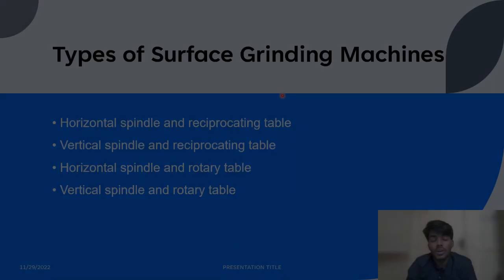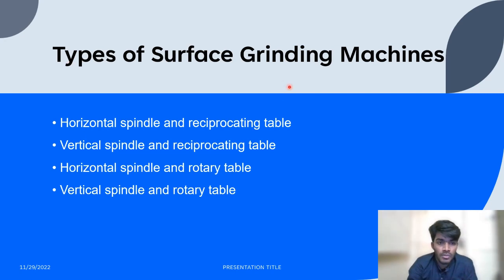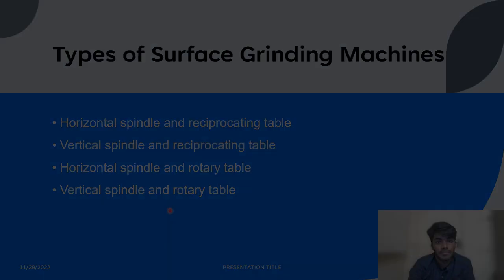And now we are going to see about the different types of surface grinding machines. Firstly, we are going to see about the horizontal spindle and reciprocating table. Now we'll see about the vertical spindle and reciprocating table. Then we'll see about the horizontal spindle and rotary table. Then the vertical spindle and rotary table.